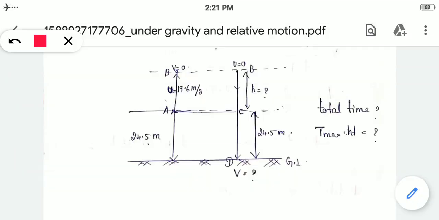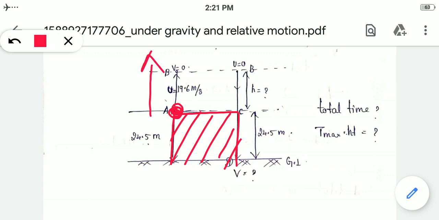See the question now. Consider this part as your building. You are standing here at a point A and you are throwing a ball vertically up. When you throw that, what will be your velocity they had given? 19.6. So initially your velocity is 19.6. This is your initial velocity. How will it reach the maximum height and when will it return? When the ball reaches a final velocity of 0, it will return back to the ground surface.